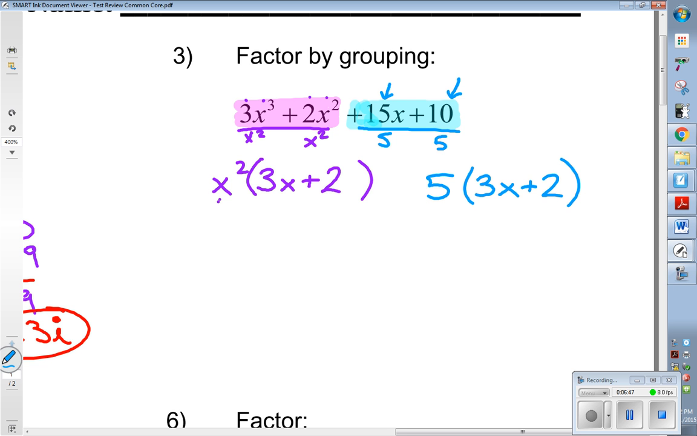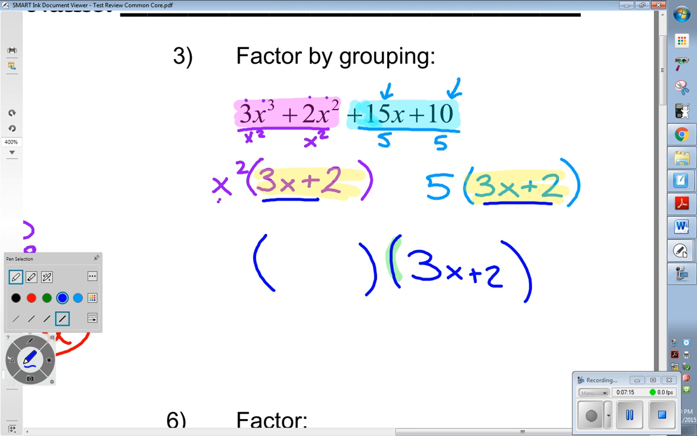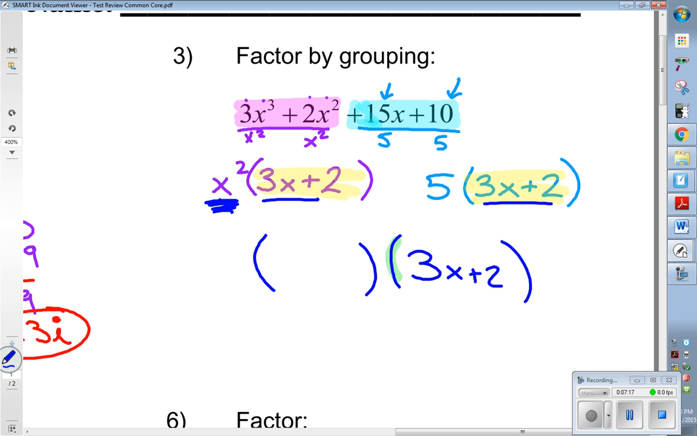Notice that these 2 things, when I factored them out, if you did it correctly, these 2 chunks right here should be exactly the same. They're both 3x plus 2. And what we can do from here is we can then make 2 separate factors. One factor is going to be the one that we have, 3x plus 2 right at one time. And then my other factor comes from the things we took out. So this one's going to have an x squared in it, and this one's going to be 5, and since it's positive, it'd be positive 5.